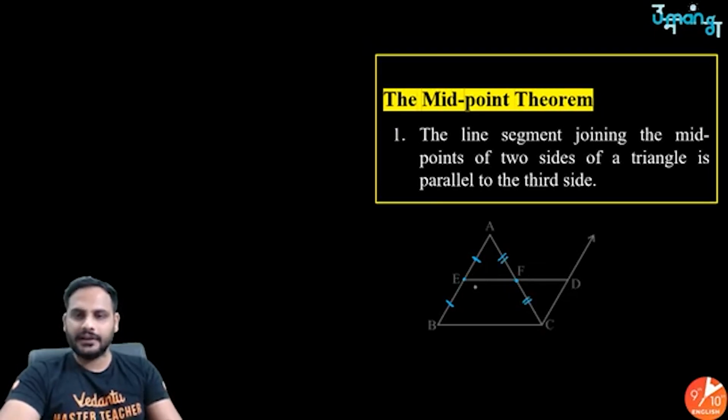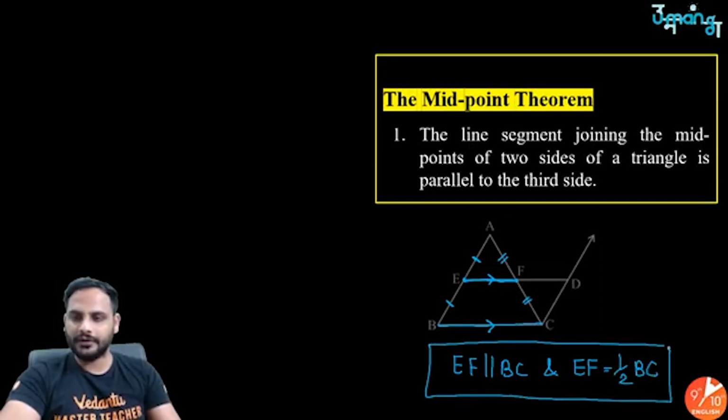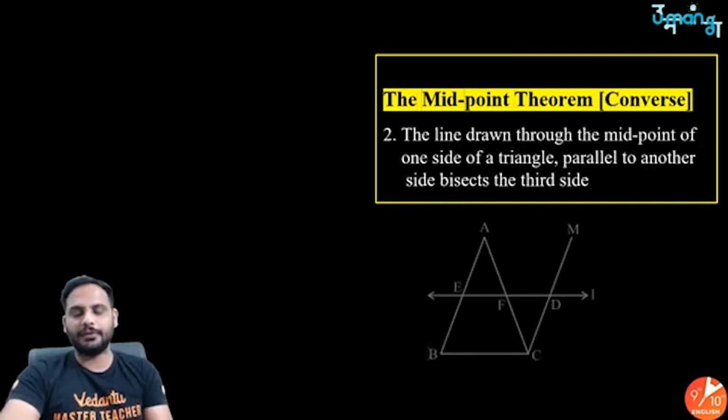If it is the case, then the line joining the midpoints of any two sides of a triangle will be parallel to the third side, and half of it. This is your midpoint theorem. Very important theorem. That is, EF is parallel to BC and EF will be half of BC. Now there exists the converse of the midpoint theorem as well.